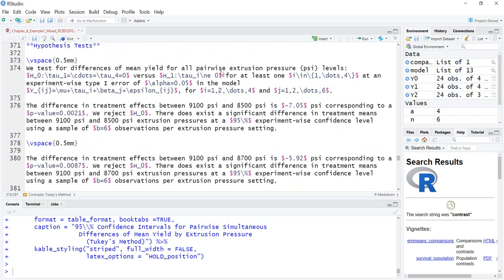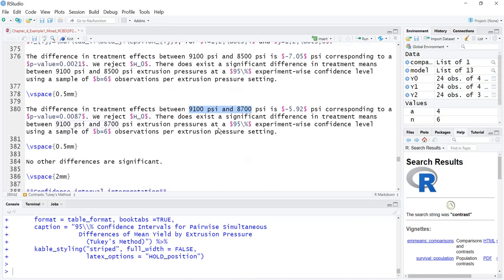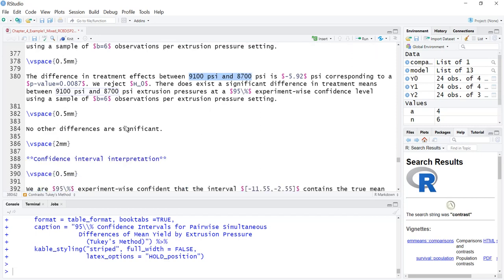So here is the write-up for the hypothesis statement. I'll let you read that on your own. And this is for the results. So this is the hypothesis statement. Here are the results for the 9100 and 8500. And here's the 9100 and 8700. Okay, and no other differences are significant.